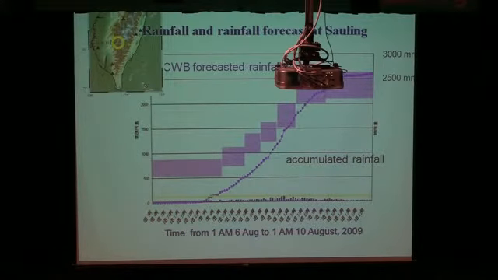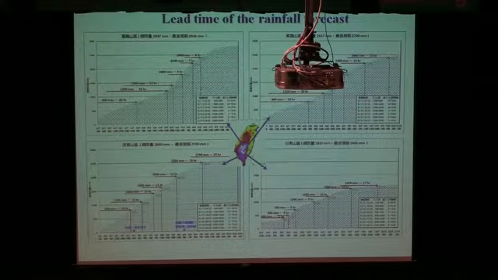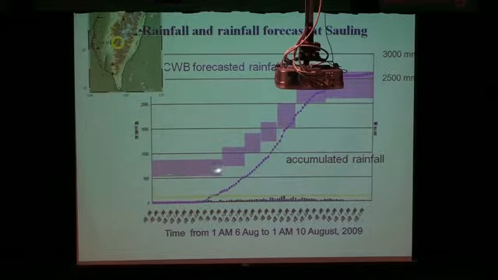From this forecast, if we talk about the leading time of warning, for example, 800 millimeters of rainfall actually occurred here, but our forecast is here. So this represents the leading time of the warning. This is about 30 or more than 30 hours of leading time for this warning.